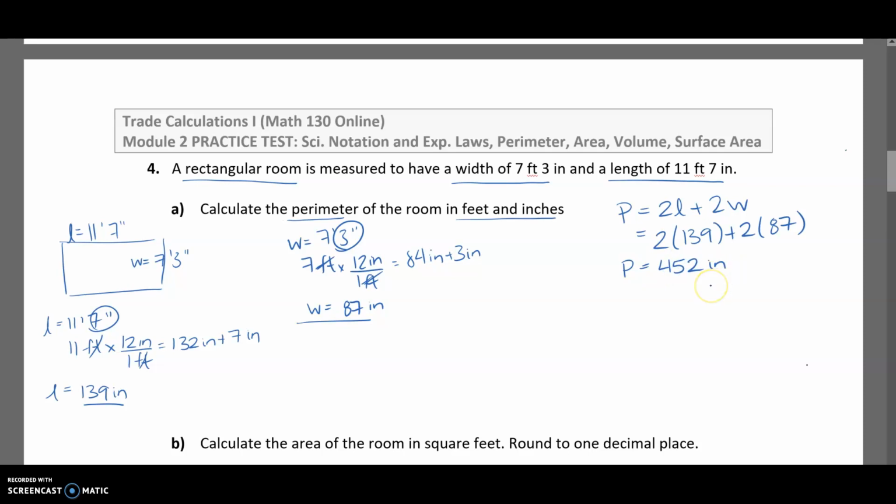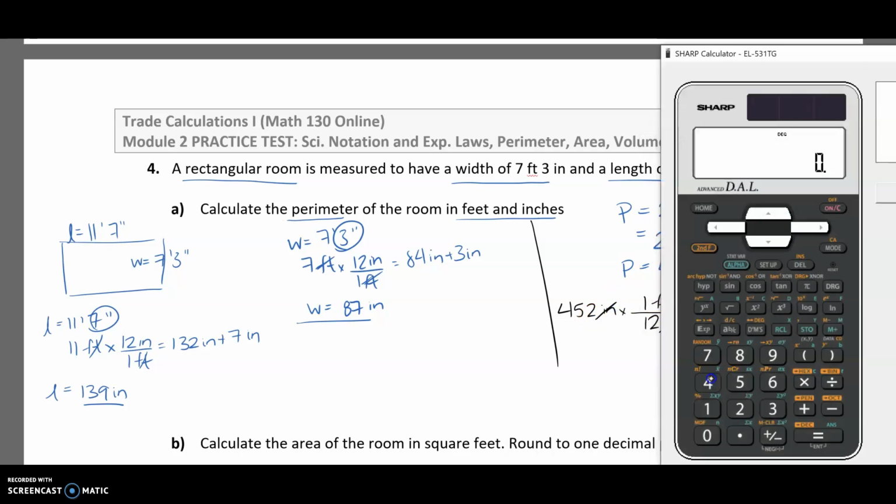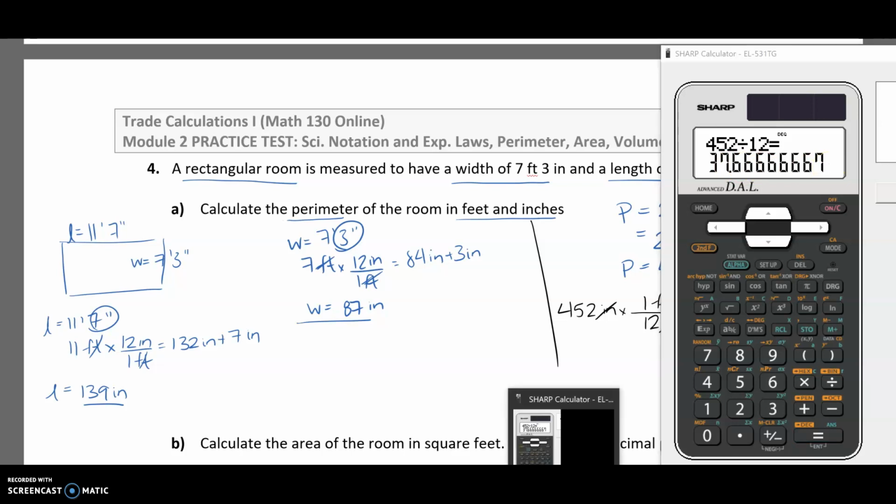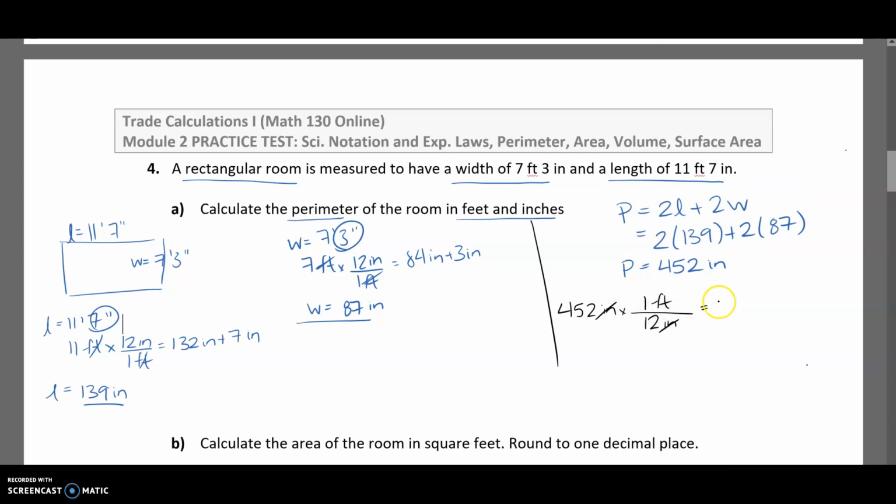I want this in whole feet and inches, so I'm going to convert back. So 452 inches, I want to convert to feet. 1 foot has 12 inches. I can set up my unit conversion so units cancel. When I do that, 452 divided by 12 on my calculator, notice that I get a repeating decimal, 37 whole feet, 0.666 repeating. I don't want to round this repeating decimal, so I'll show a trick with that on the calculator in a moment.